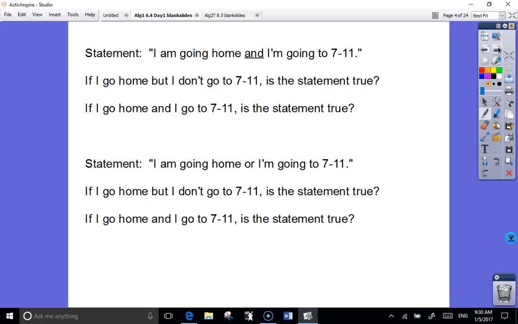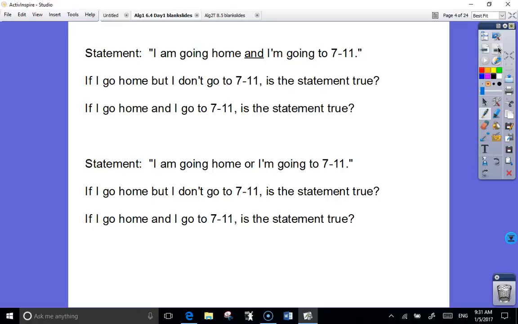So here's an example, not with math, of using the words "and" and "or". If you say, I am going home and I'm going to 7-Eleven, and you go home but you don't go to 7-Eleven, is your statement true? You said you were going to do one and the other, and you did one. That's not true. What if you said, I go home and I go to 7-Eleven? Is it true? Yeah, you said you were going to do both and you did both. What if you said, I'm going to go home or I'm going to go to 7-Eleven, and then you go home but you don't go to 7-Eleven? Is it true? Yeah, as long as you did one, that's okay.